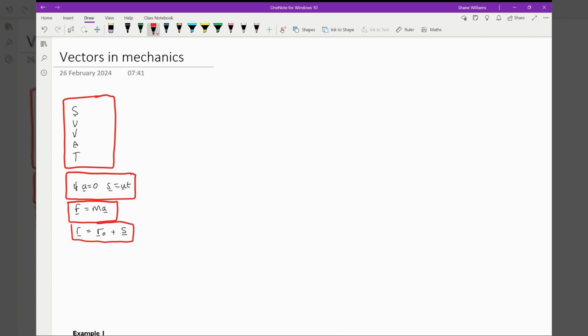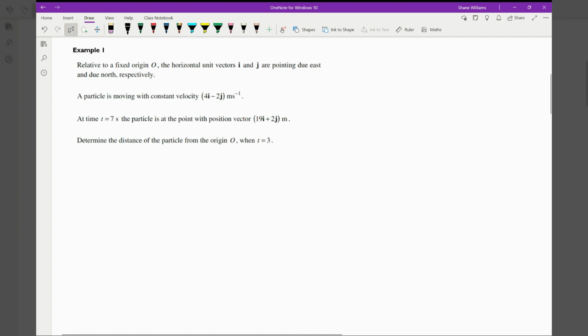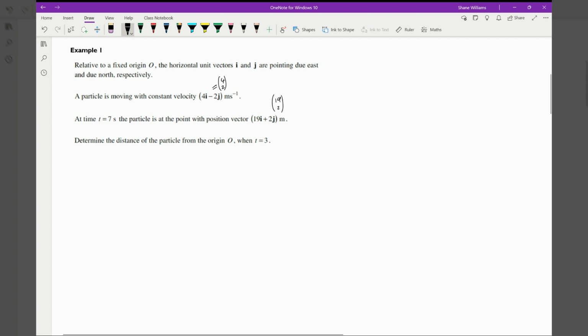R represents position. Position, where you are at time t, equals the initial position, which we call R0, plus s. Or in other words, where you are equals where you were plus the journey you've taken, or how you've been displaced. So those are really the equations which are useful to us. First thing is you should always really work in column vectors, and you should always try and draw a diagram. So feel free to pause and have a go at the question.